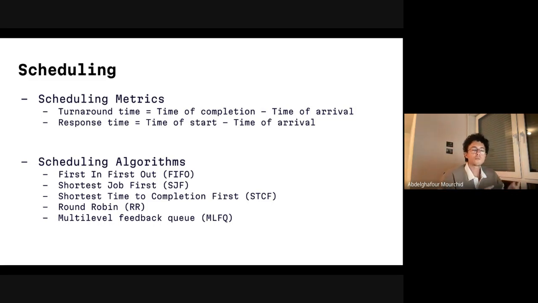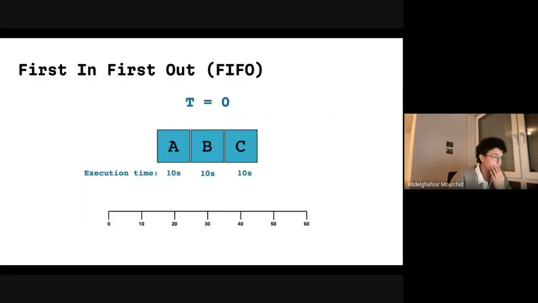So those are two metrics that we try to use to measure the efficiency of, or how good, a scheduling algorithm. One of the algorithms is first in first out. I think it's quite self-explanatory.